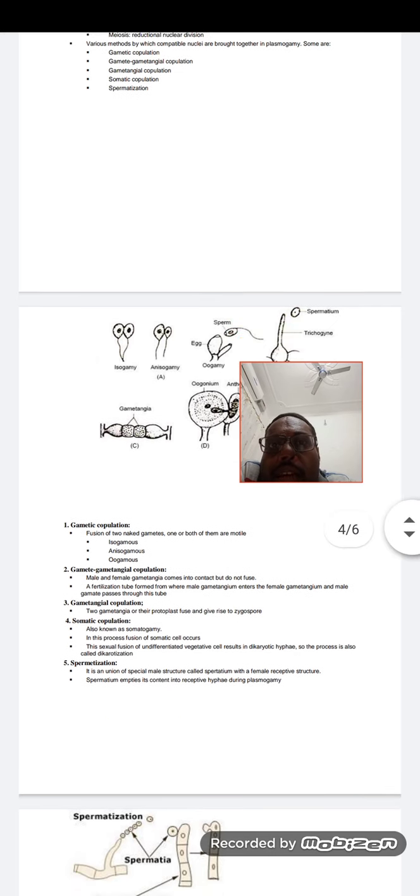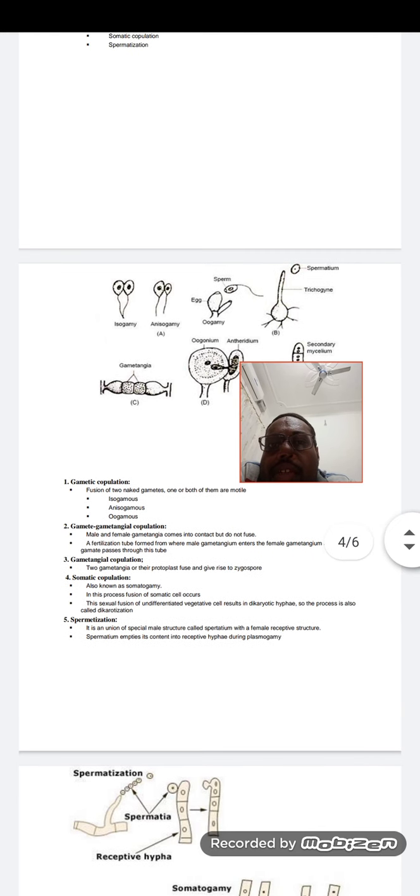And you can see the pictures there: isogamous, anisogamous, and oogamous. In oogamy, the egg is immotile and the sperm is motile, and in the other two both gametes are motile.